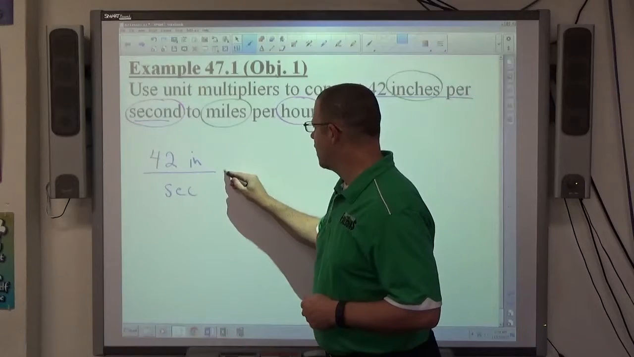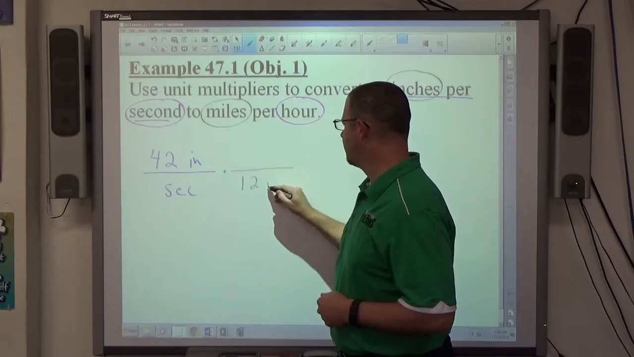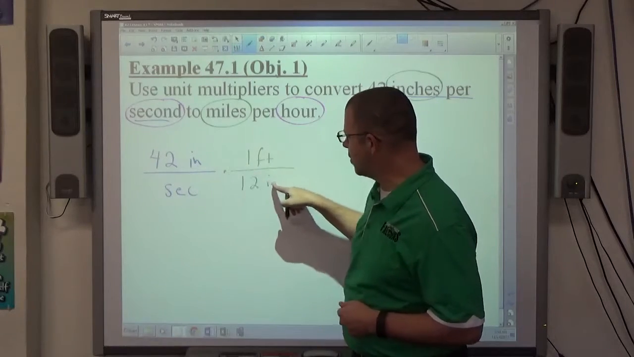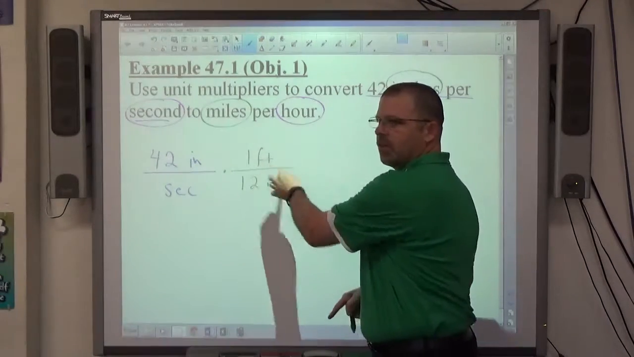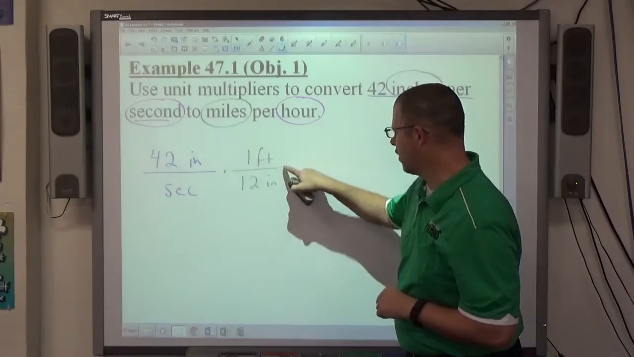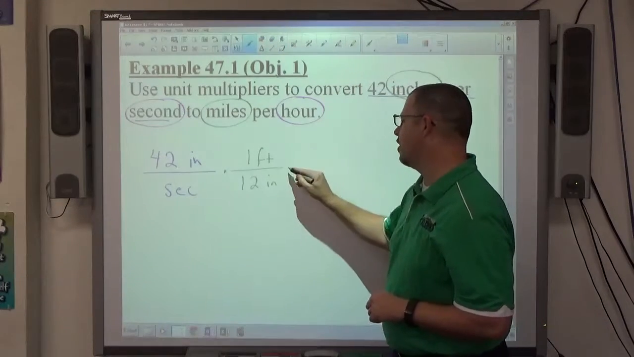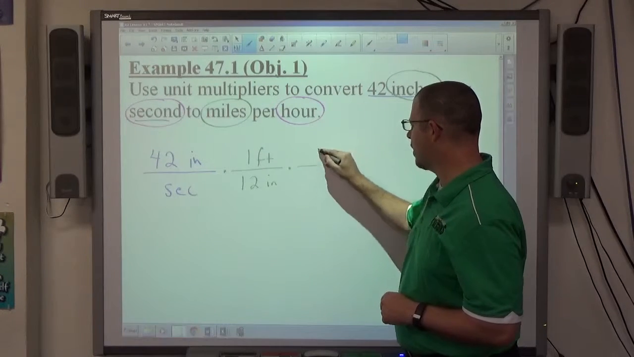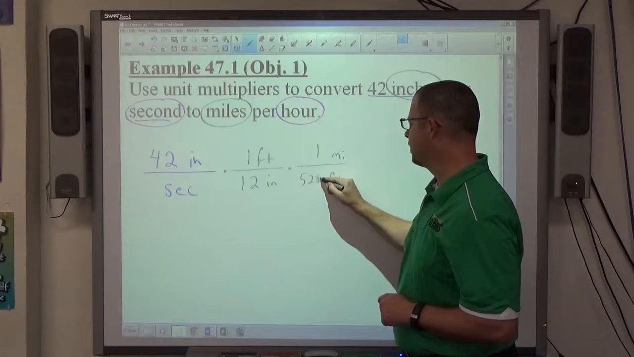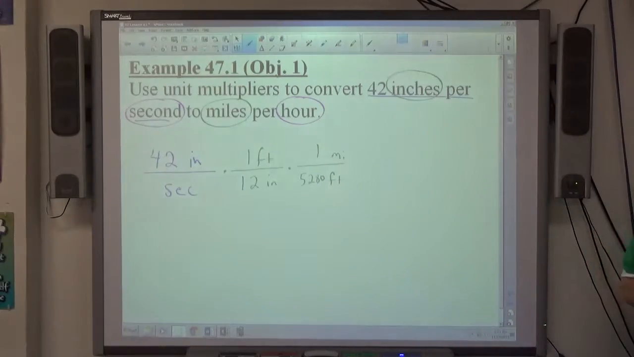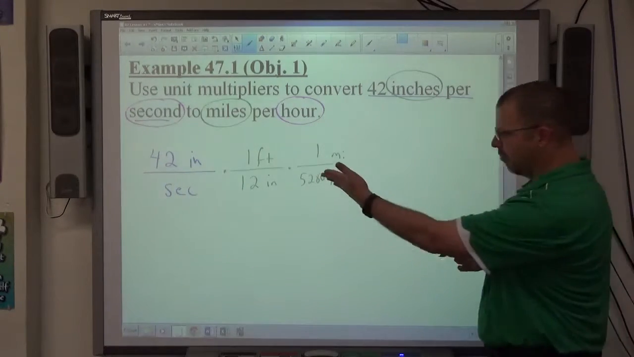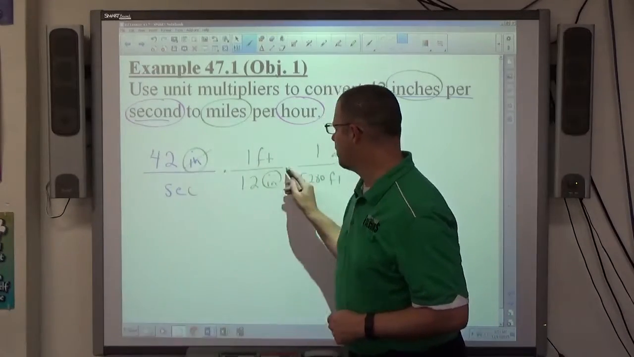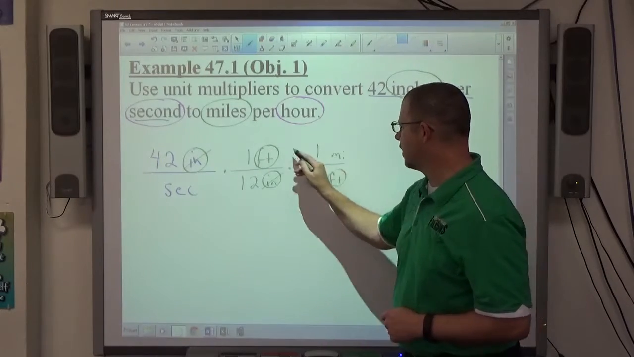I know that there are 12 inches in 1 foot. I'm putting the unit of inch in the denominator for cancellation purposes, and feet in the numerator. 1 foot and 12 inches are the same value, so they get the same fraction. Then I want to change feet to miles, so I put feet on the bottom, miles on top, and I know that 1 mile is equal to 5,280 feet. The end result is this inch cancels that inch, and this foot cancels that foot.